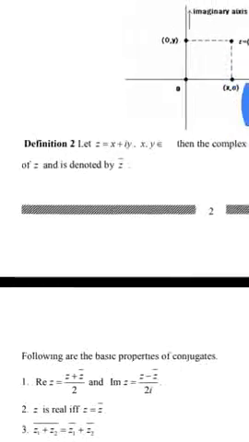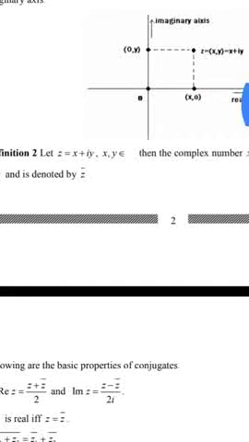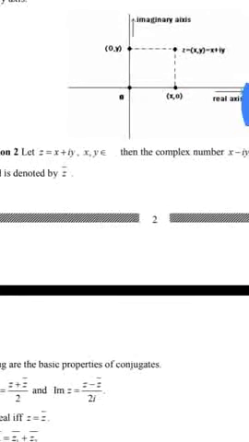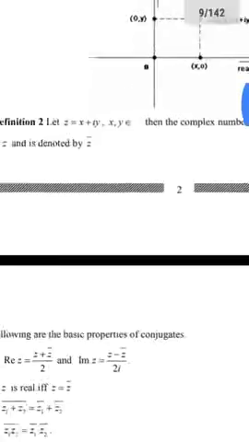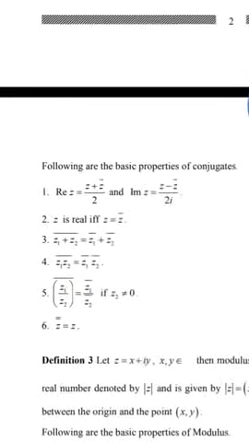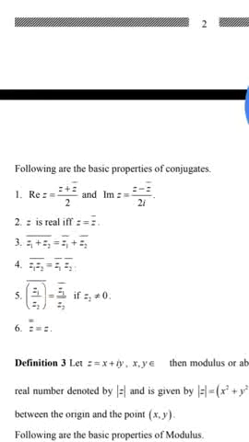Definition: let z = x + iy, where x, y belong to R. Then the complex number x − iy is called the conjugate of z and is denoted by z bar. Following are the basic properties of conjugates. The real part of z is equal to (z + z bar) divided by 2, and the imaginary part of z is equal to (z − z bar) divided by 2i.